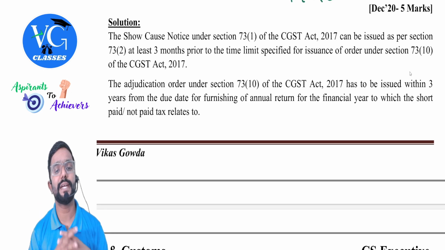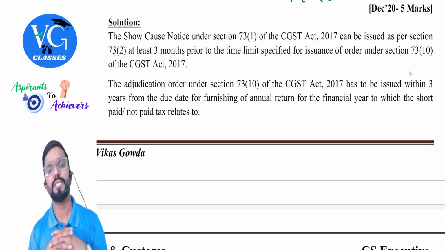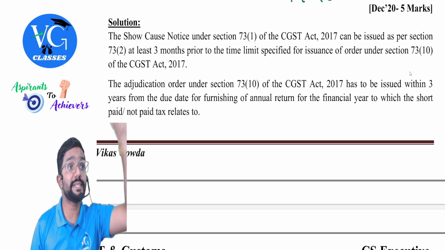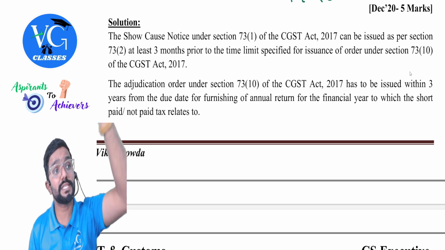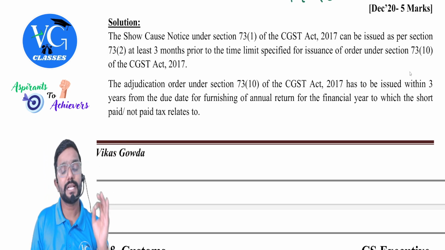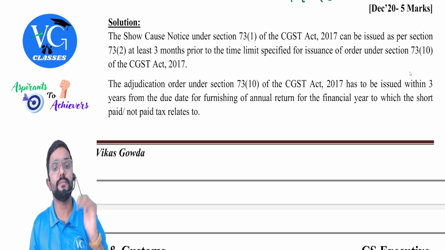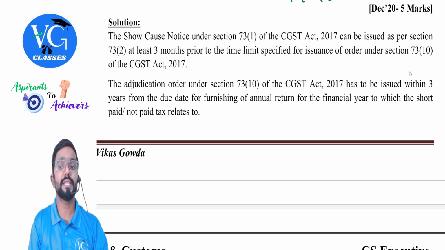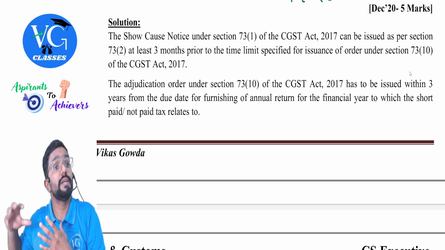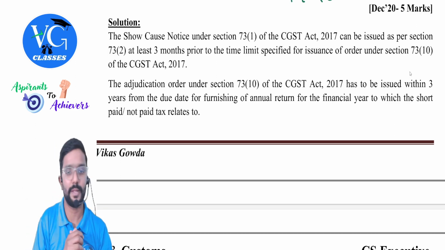The show cause notice under section 73 subsection 1 of CGST Act 2017 can be issued as per section 73 subsection 2, that is the time limit. To issue notice under subsection 1, the time limit is given in where? Subsection 2. At least 3 months prior to the time limit specified for issuance of order under section 73 subsection 10. So 73 subsection 10 talks about what? The time limit to pass the order of CGST Act 2017.